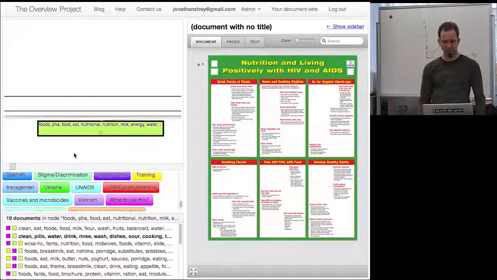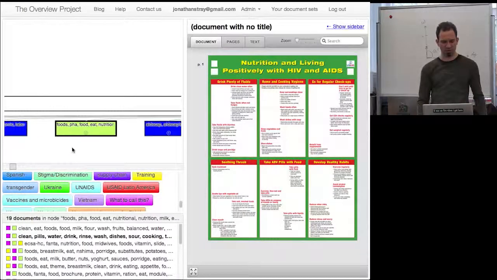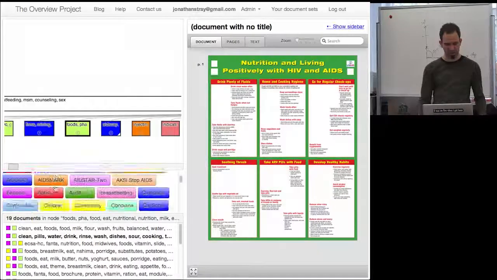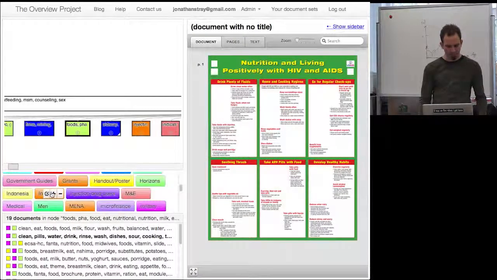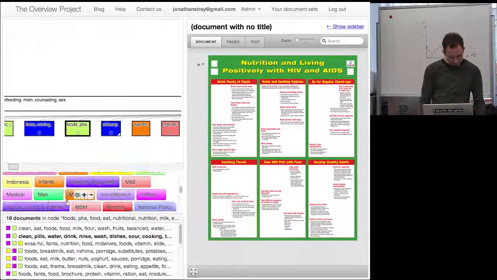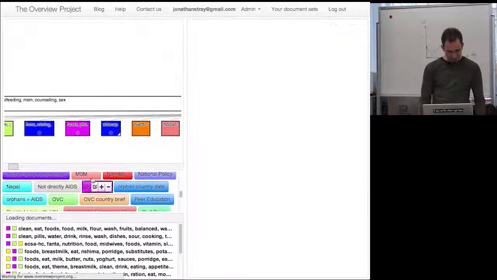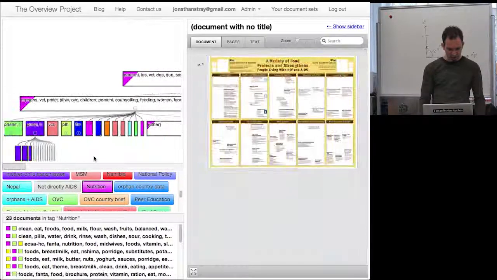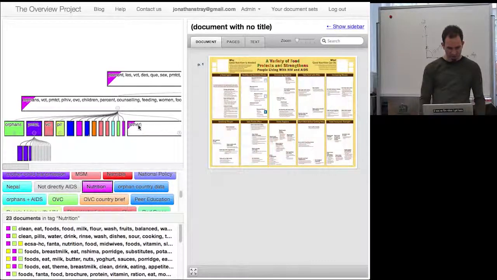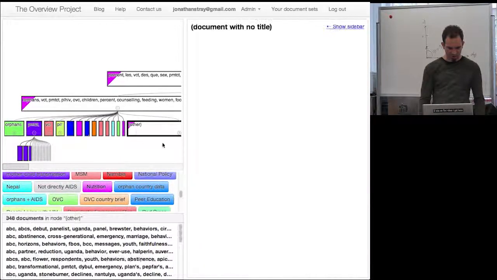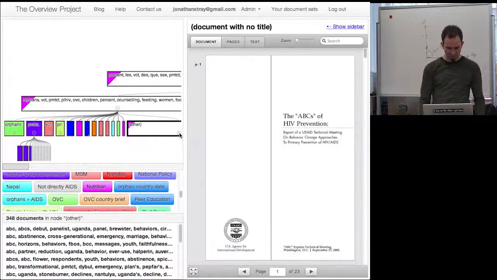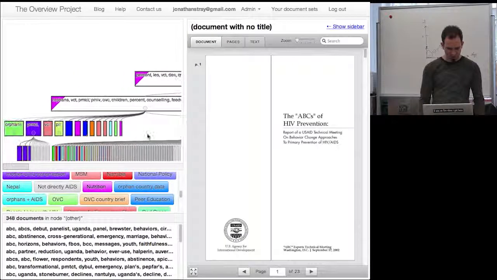But that's not, you know, there's thousands and thousands of words that are extracted, right? That's not the same as going through this and saying, oh, nutrition, where is it? Nutrition. Nutrition is a category, and there are all of the places where you have documents about nutrition. This other document node is just all of the little small ones that are grouped together. Whoa, look at all of those. Anyway.